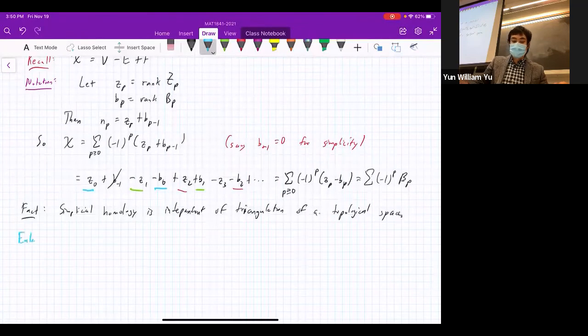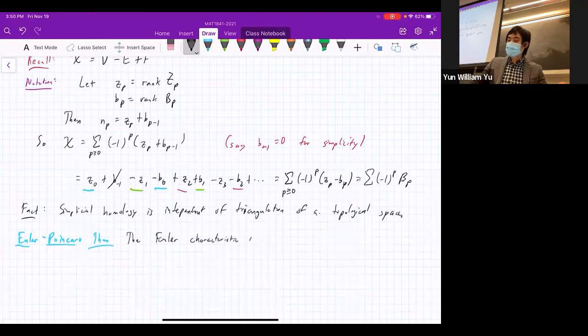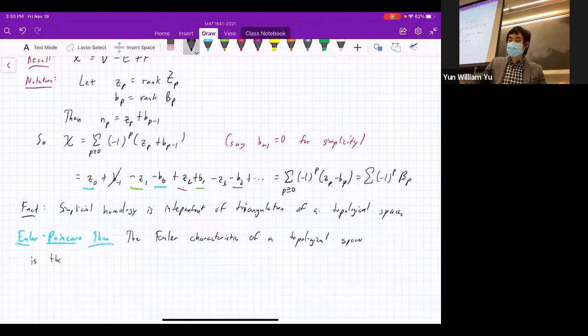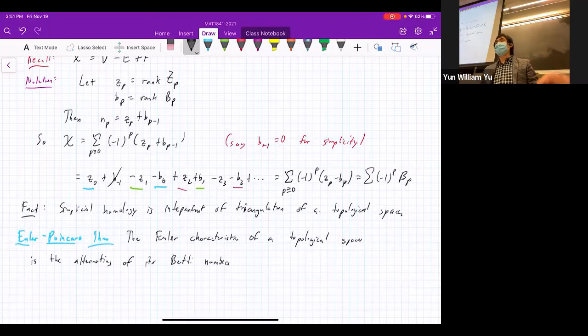which brings us to the Euler-Poincaré theorem, which is that the Euler characteristic of a topological space is precisely the alternating sum of its Betti numbers. So somehow we can make use of a triangulation of a space to compute an invariant on the topological space itself.